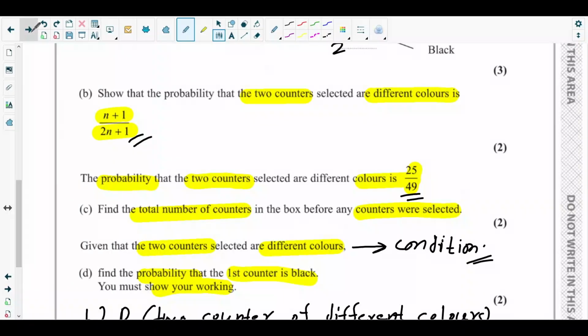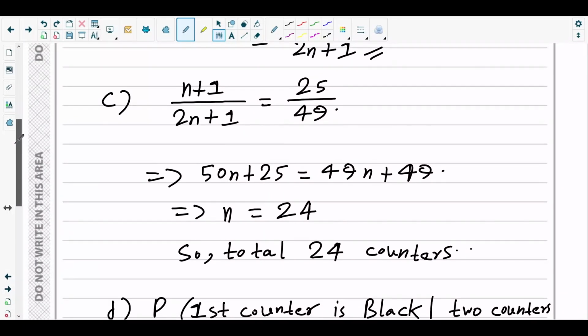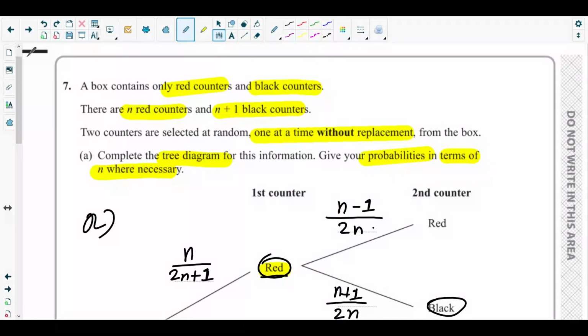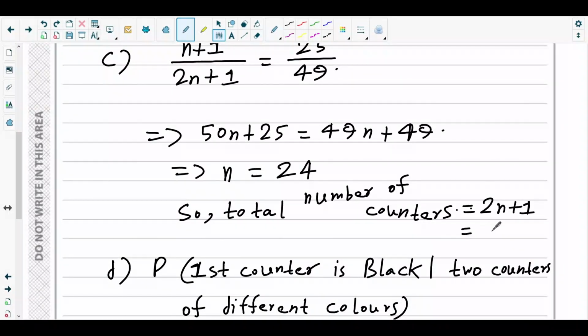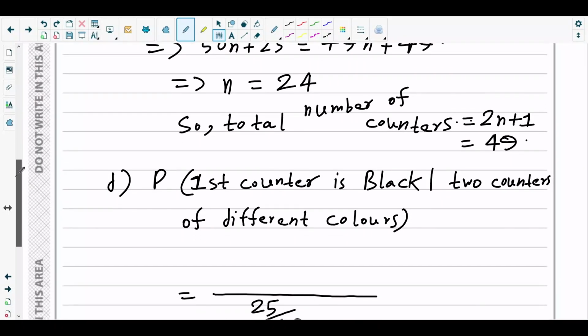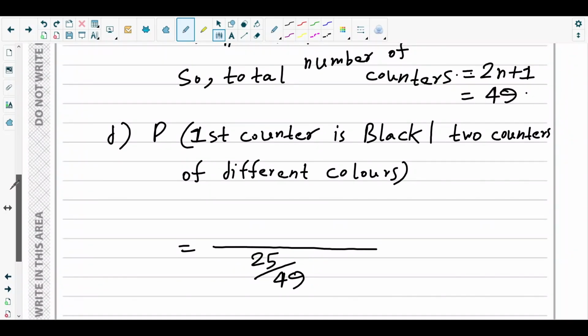24. Okay, that means I think I have missed out something here. The value for n is 24. Is n the total number of counters? No. So the total number of counters would be 2n plus 1. So N equals 24. In part C, please correct it: total number of counters would be 2n plus 1, which is 2 times 24, 48, plus 1, which is 49. Total number of counters is 49. So yeah, please correct it.